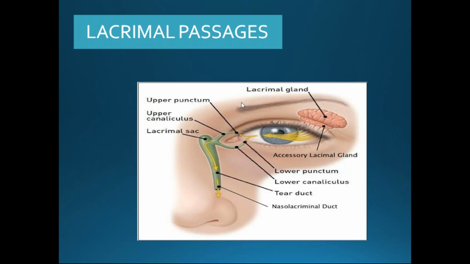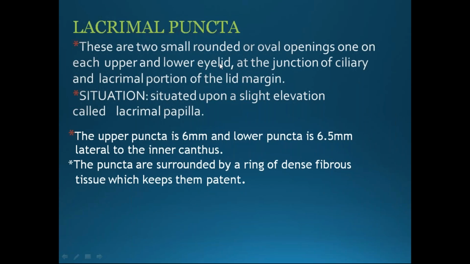Lacrimal puncta are two small rounded or oval openings, one each on the upper and lower eyelid. They are located at the junction of the ciliary and lacrimal portions of the lid margin, situated upon a slight elevation called the lacrimal papilla. The upper punctum is 6 mm and the lower punctum is 6.5 mm lateral to the inner canthus.